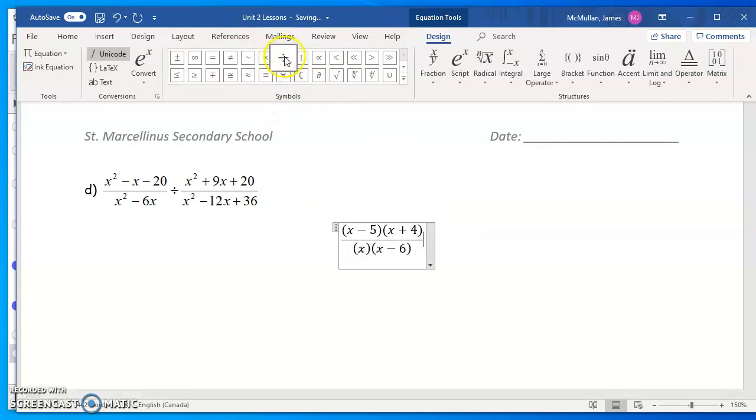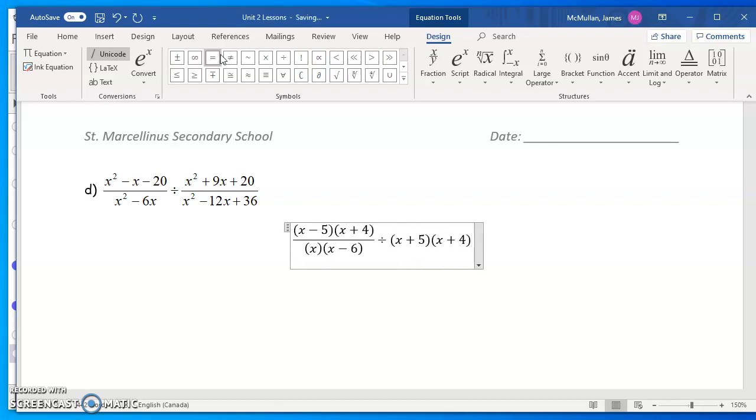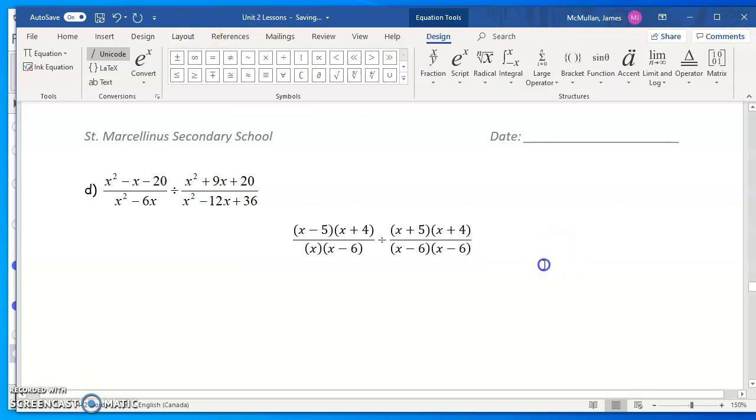So then we're looking at divided by, and then we'll do the other fraction here. So two numbers that add up to 9 and multiply to 20 would be x plus 5 and x plus 4. And on the bottom, two numbers that add up to -12 but multiply to positive 36. We are looking at 6 and 6. So x minus 6 and another x minus 6. Okay, so something like this.